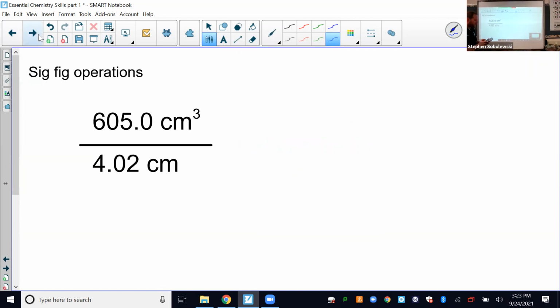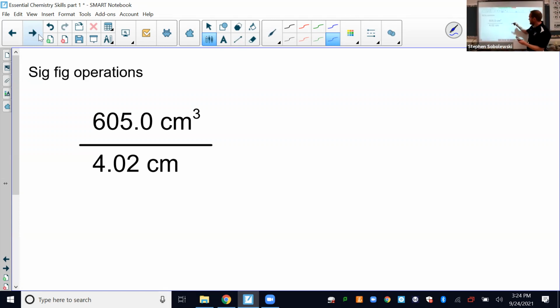I think this is one where I meant for it to be a weird one, so hopefully now we can get this one. 600, oh no, I think that's different. 605 centimeters cubed divided by 4.02 centimeters. Yeah, this one's a norm. Well, it's a little tricky, you'll see.